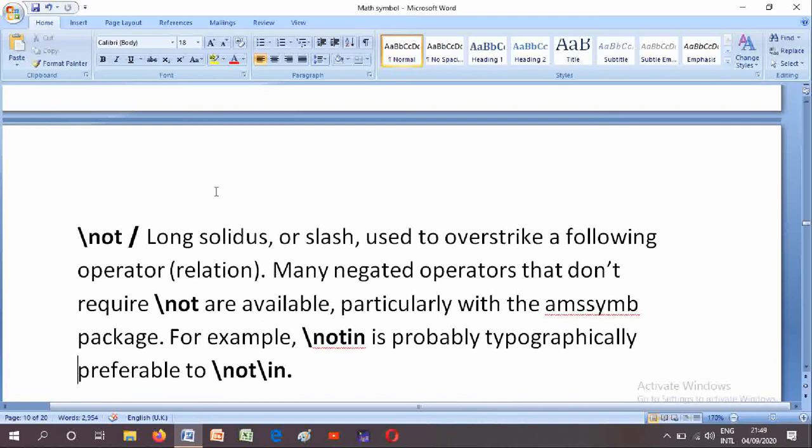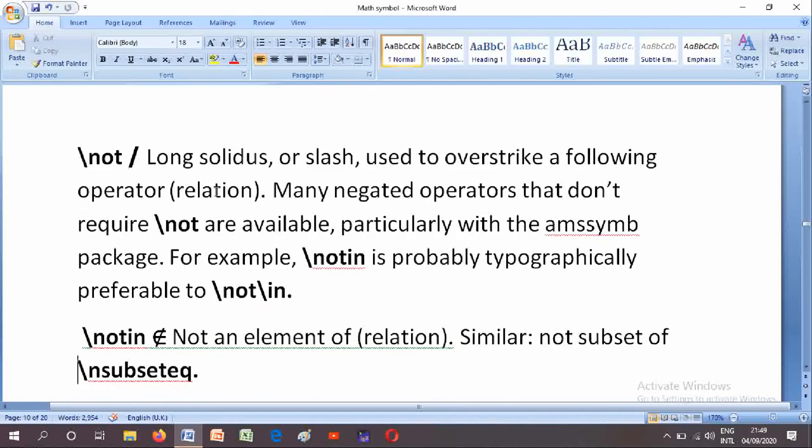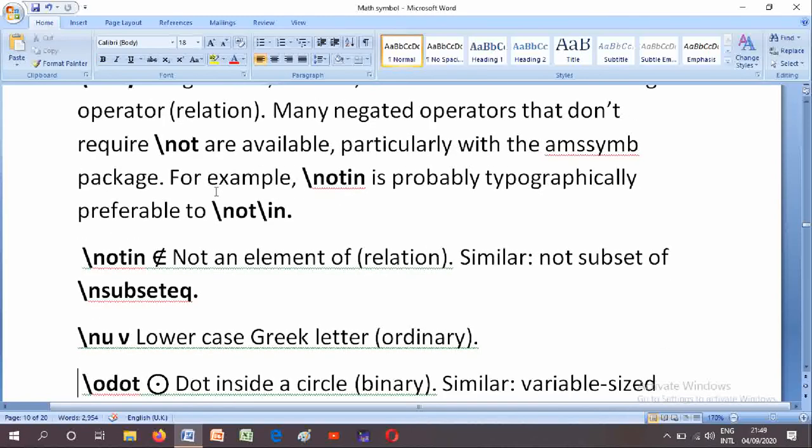typographically preferable to \not\in. \notin, not an element of, relation, similarly \nsubseteq, not subset of.